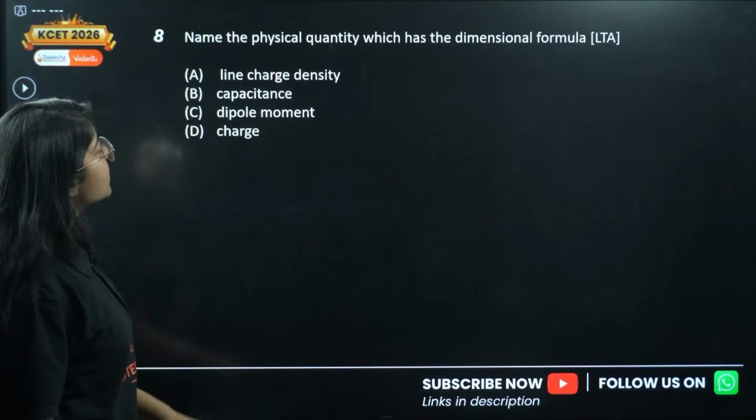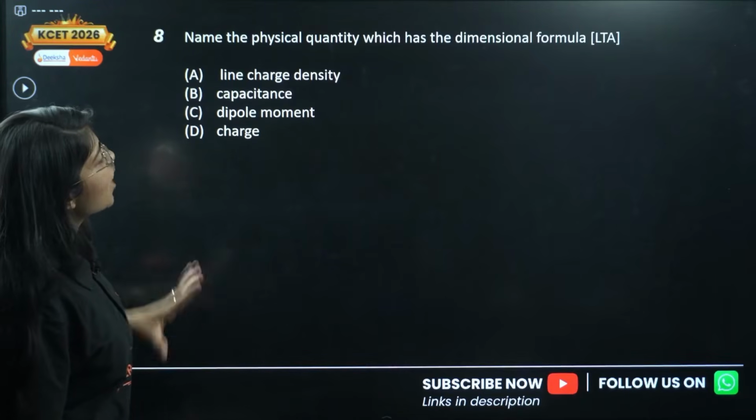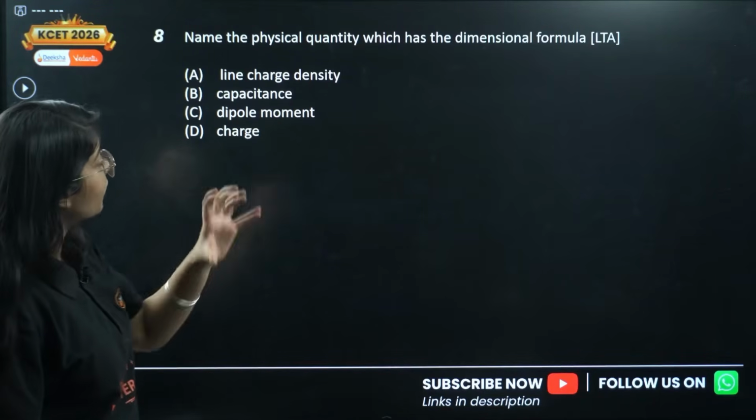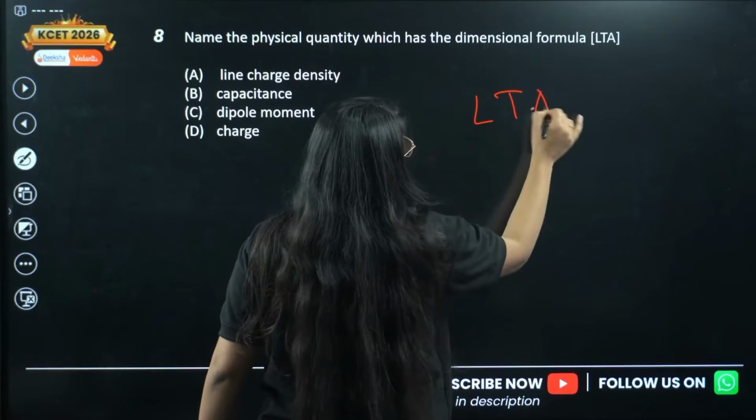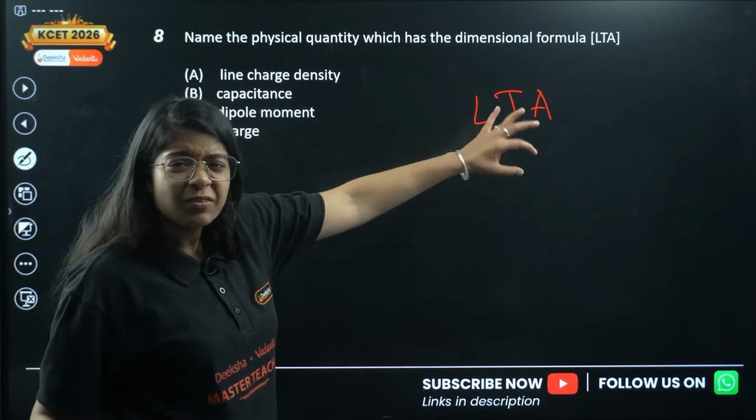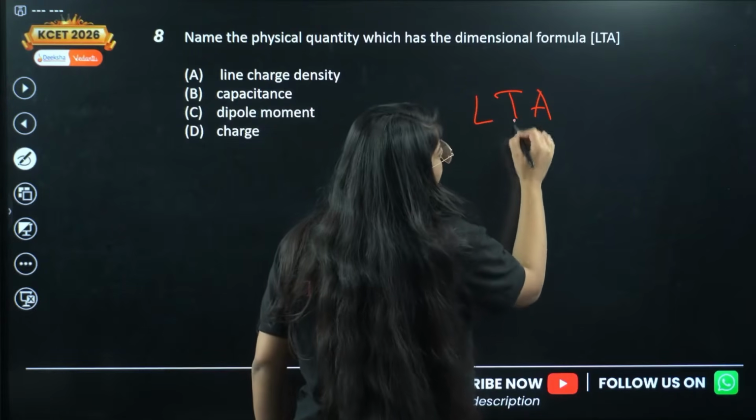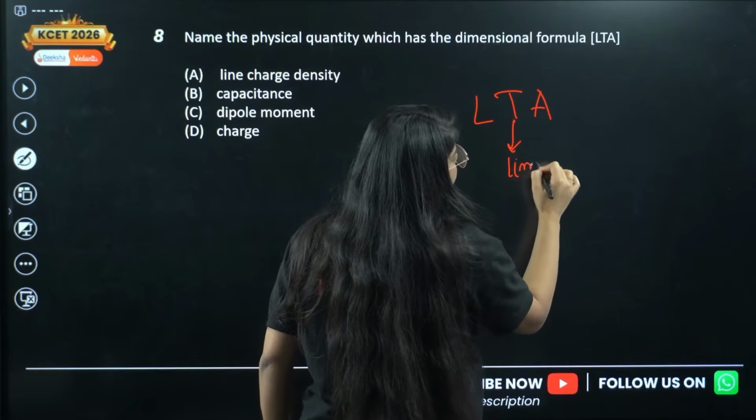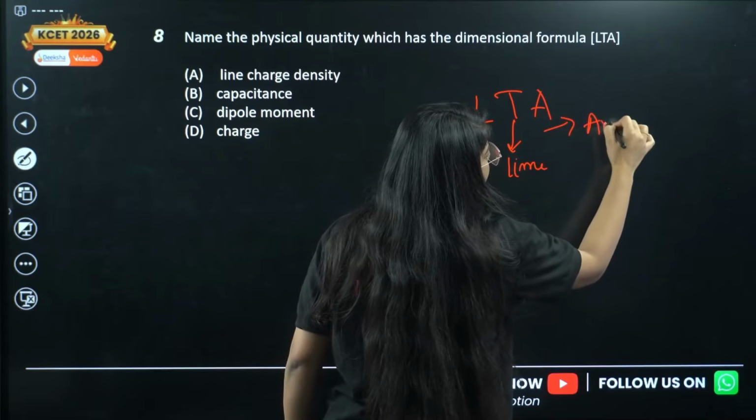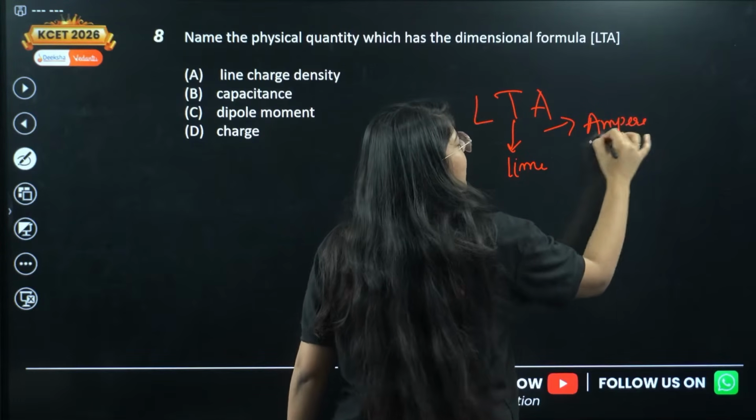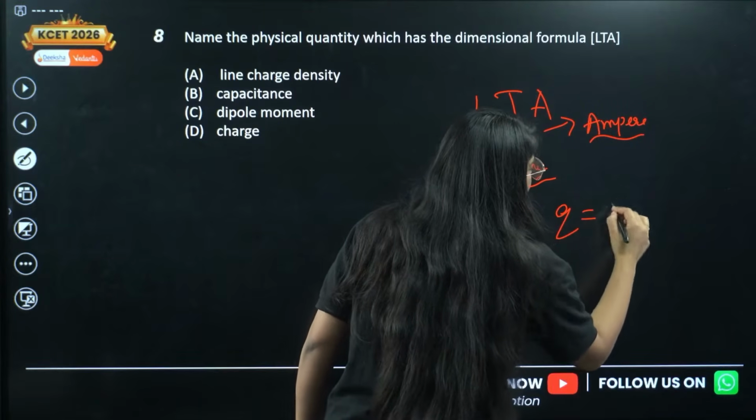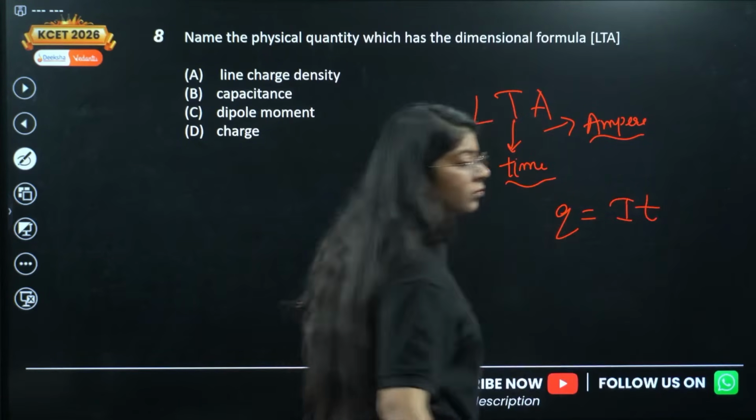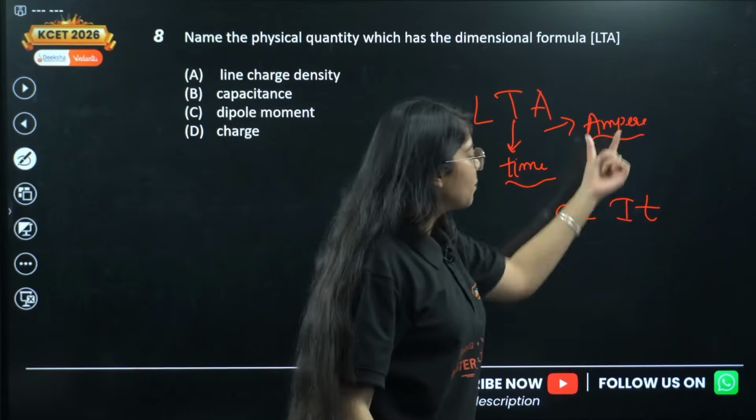8th question says, name the physical quantity which has the dimensional formula of LTA. Now, let us just decipher what exactly is this. So, this is the unit of time, correct, and this is what? Ampere. Now, does that ring a bell? Ampere into time, which is Q. So, Q was what? I into T, Q equals IT. I is for ampere, T is for time.